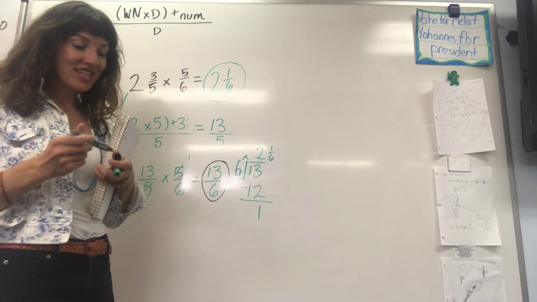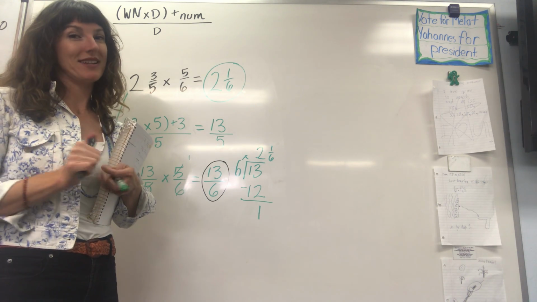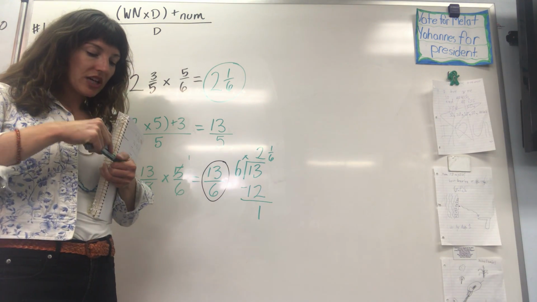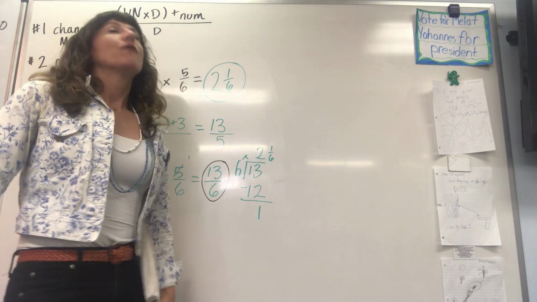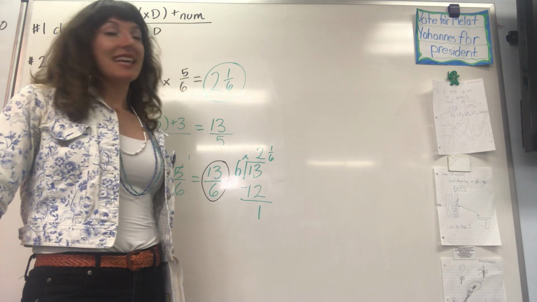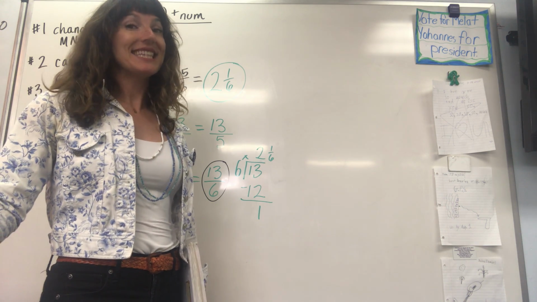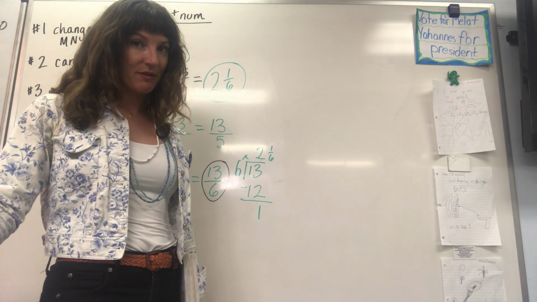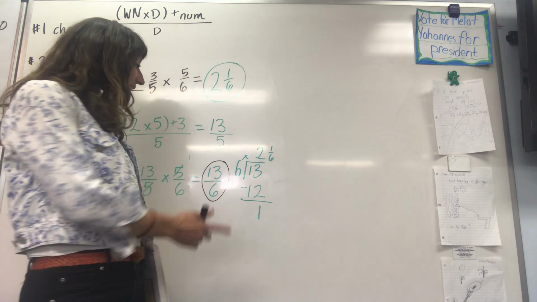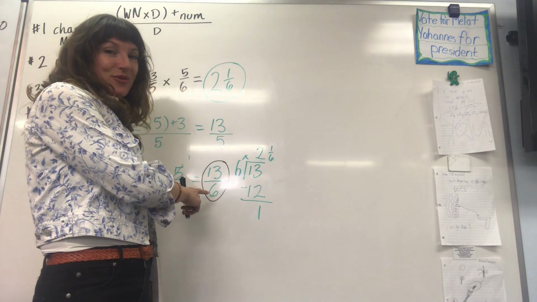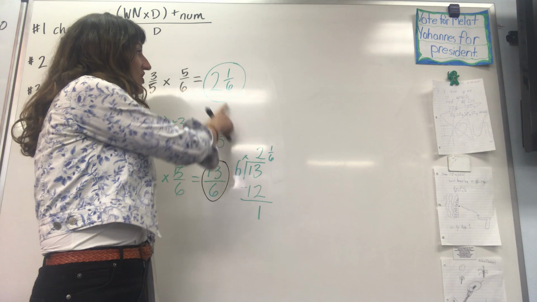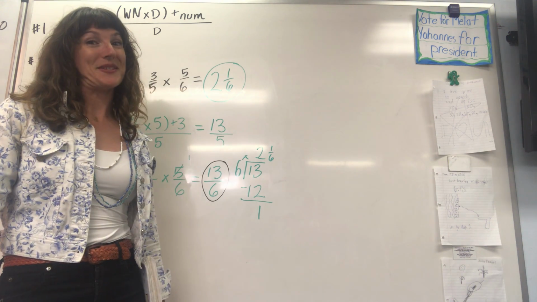So if you end up with an improper fraction, you must change it into a mixed number. So you are going to end up with proper fractions that cannot be reduced. You're going to end up with proper fractions that can be reduced and must be reduced. And you're also going to end up with improper fractions that need to be changed into mixed numbers, okay?